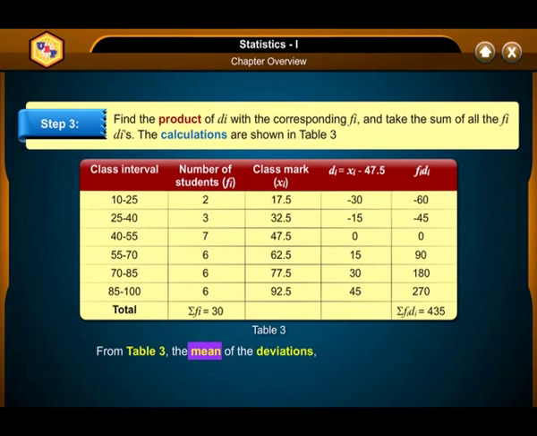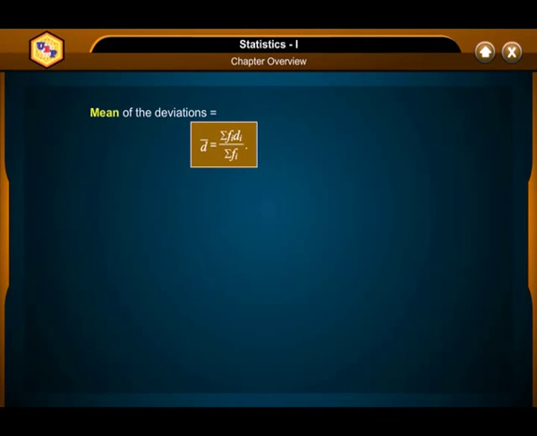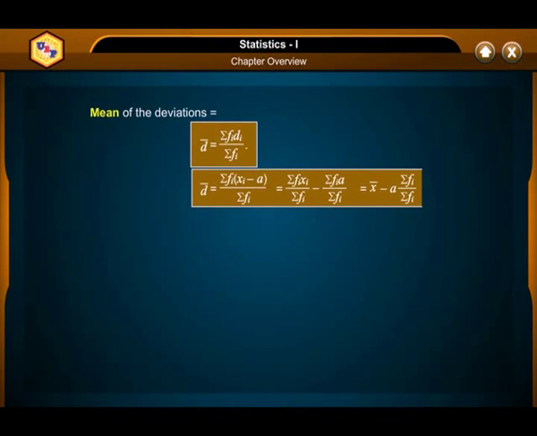From Table 3, the mean of the deviations, d bar, is equal to sigma fi di upon sigma fi. D bar is equal to sigma fi into xi minus a upon sigma fi, equal to sigma fi xi upon sigma fi minus sigma fi a upon sigma fi, equal to x bar minus a into sigma fi upon sigma fi, equal to x bar minus a. So x bar is equal to a plus d bar, x bar equal to a plus sigma fi di upon sigma fi.